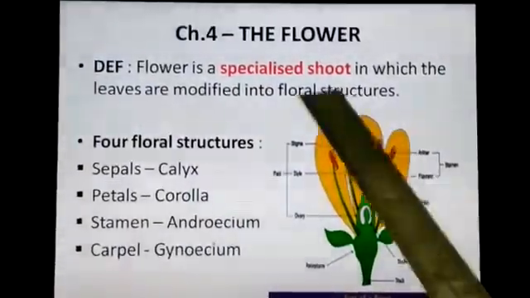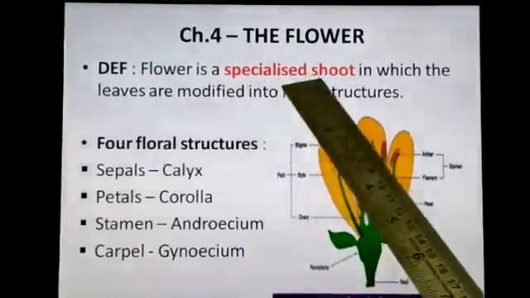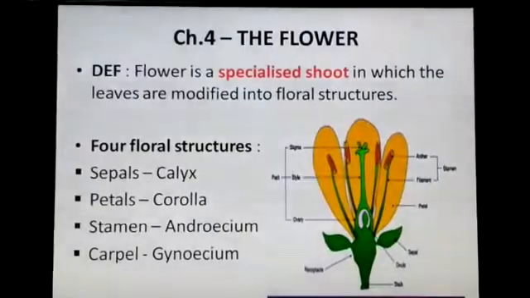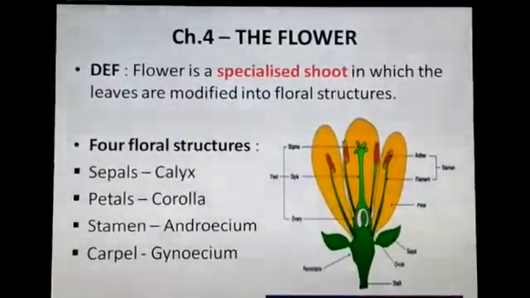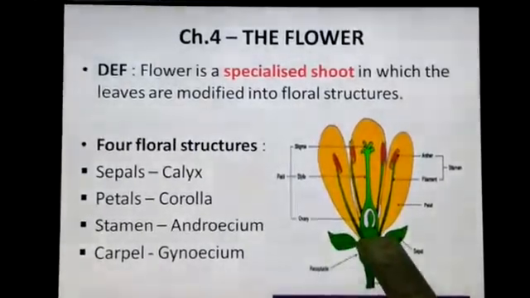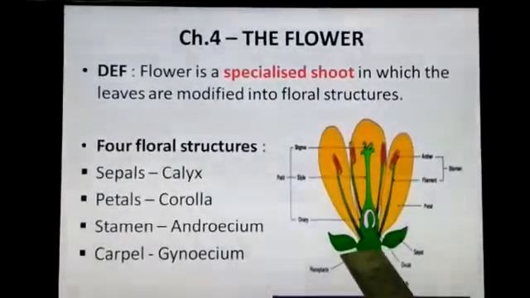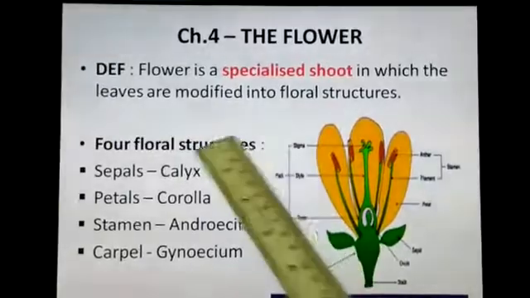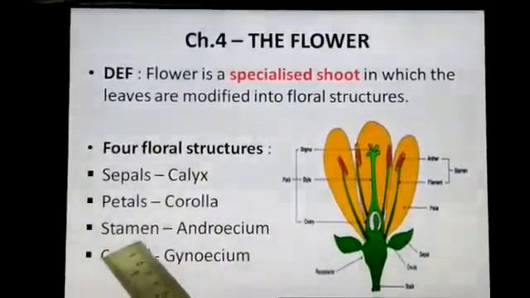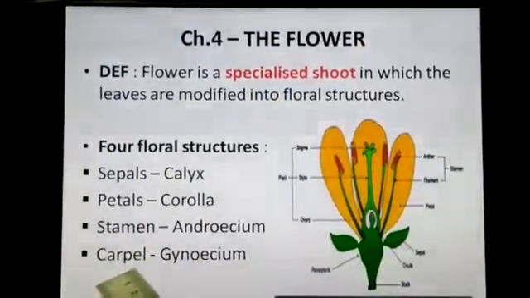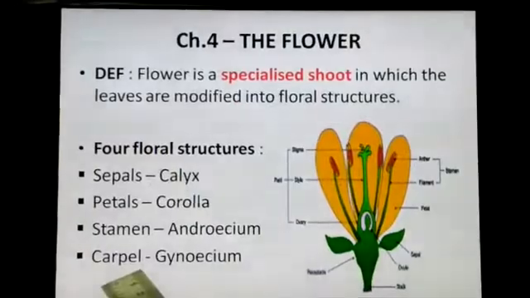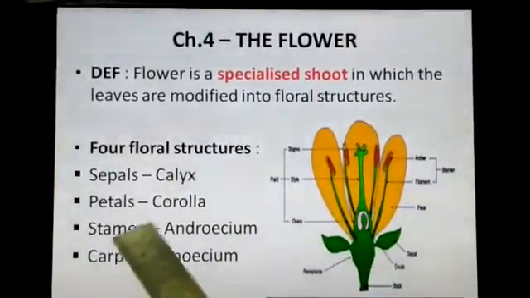Here you need to know why is flower said to be a specialized shoot. As a shoot consists of stem bearing leaves and branches at nodes, similarly a flower has its floral structures growing at different nodes. The four floral structures in a flower are sepals, petals, stamen and carpel. These floral structures vary in number in different flowers. They have their collective names also.